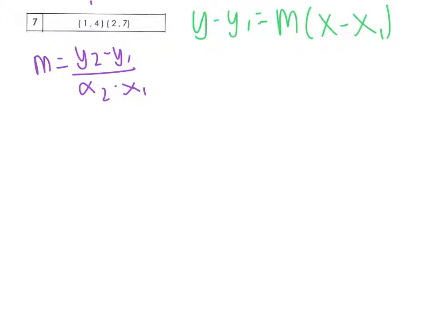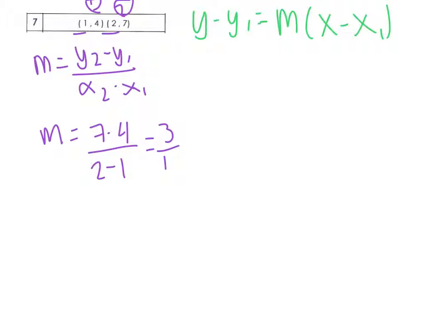This is going to be my point 1. This is going to be my point 2. So I'm going to plug in y2 minus y1, which is 7 minus 4, over x2 minus x1, so that's going to be 2 minus 1. And when we subtract, we have 3 over 1, or my slope is 3. Excellent. Makes sense so far?